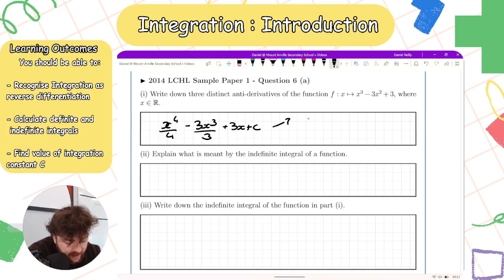So one possible value will be x to the power of 4 over 4 minus x cubed plus 3x plus 1. That'll be 1. Plus 2. That'll be another one. Plus 107. Like, it literally could be anything. That's the third one right there.